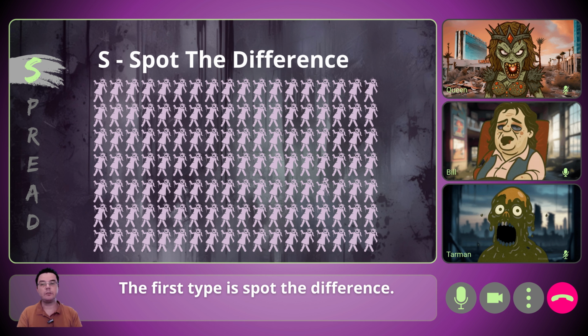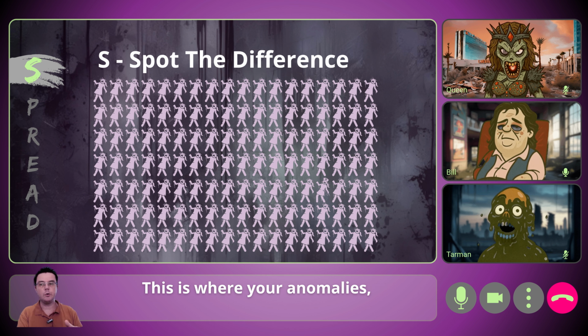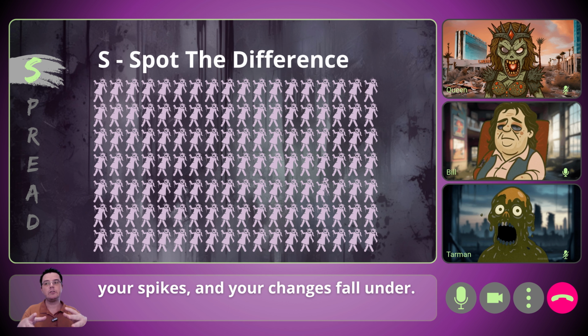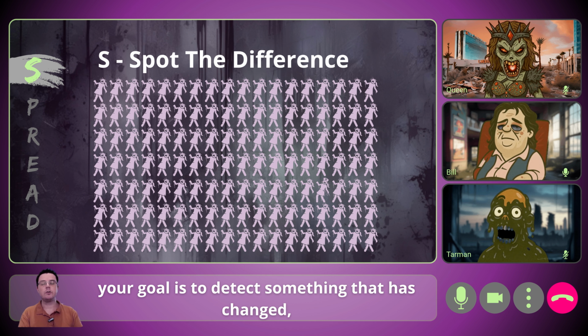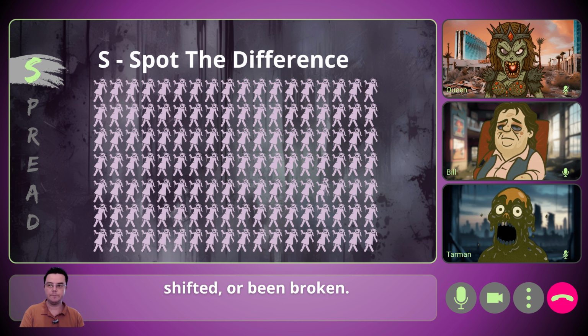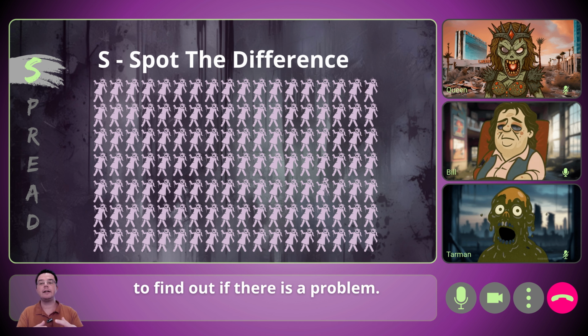The first type is spot the difference. This is where your anomalies, your spikes, and your changes fall under. With S, spot the difference, your goal is to detect something that has changed, shifted, or been broken. Think of the outcome as trying to find out if there is a problem.